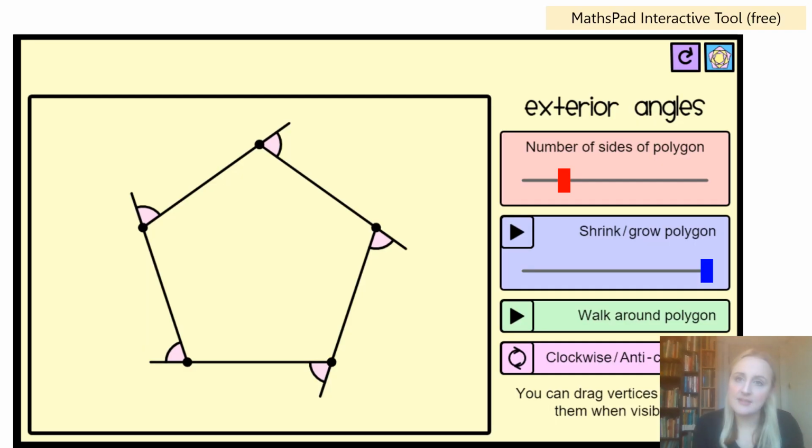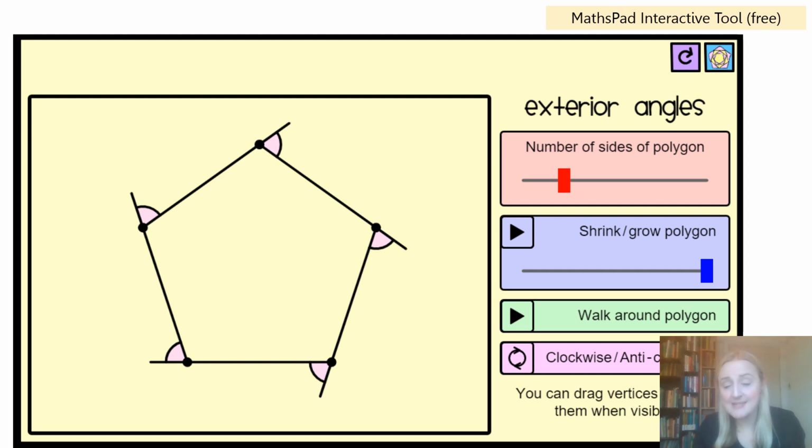My choice of method is the MathsPad interactive tool, which is free for anyone to use. You don't have to be a MathsPad subscriber to get this one. It's a really lovely tool, and this is a still shot taken from it. You can have all different size polygons. You can shrink the polygon down, and your students can watch you shrink it down, see those angles meet in the middle. And then you can say, well, that was interesting.